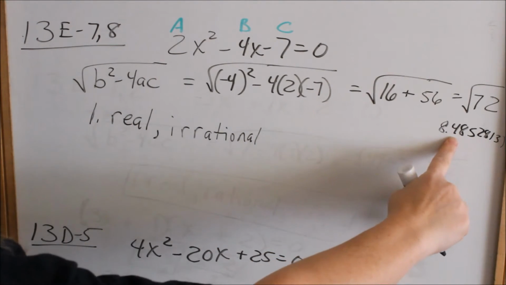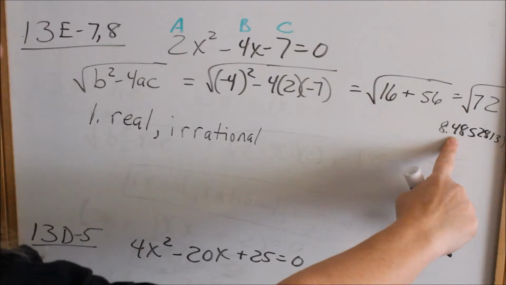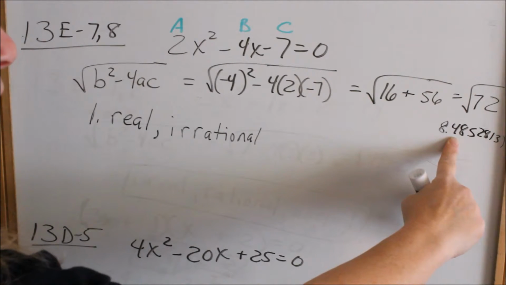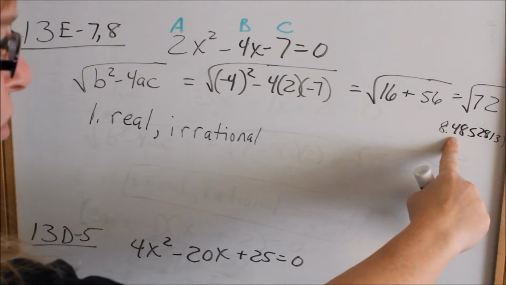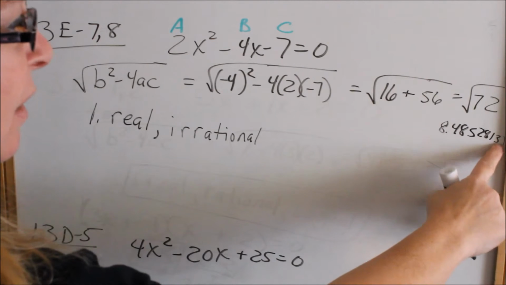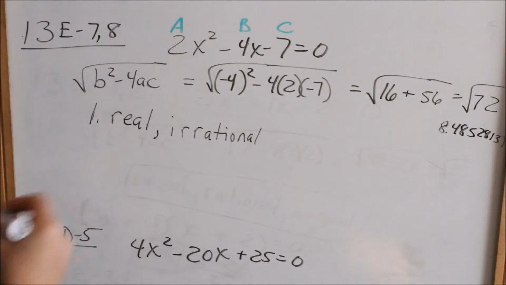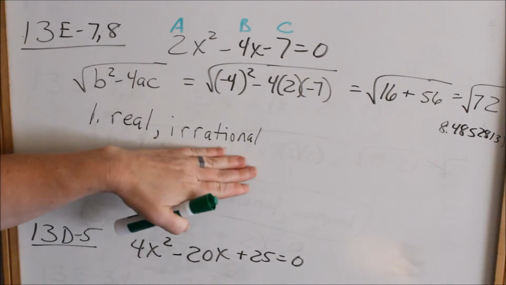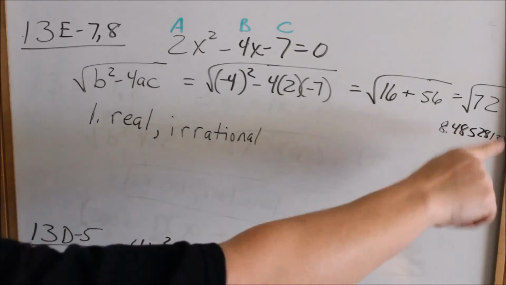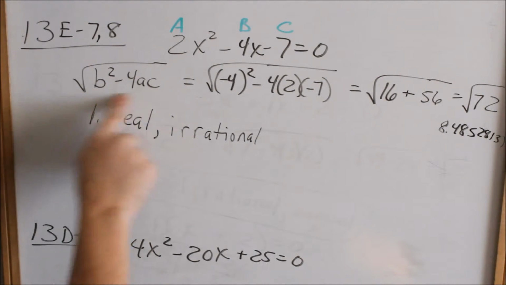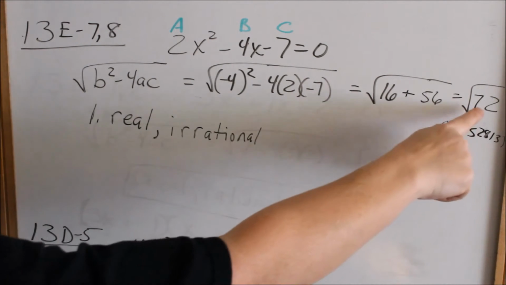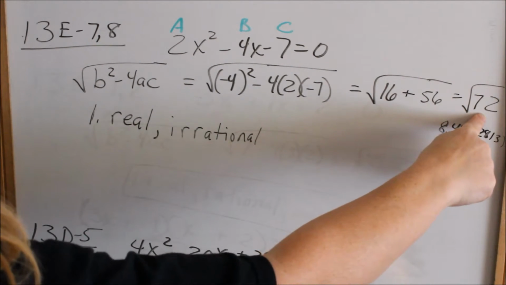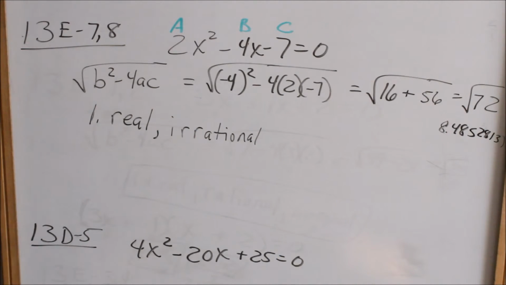This is a non-terminating decimal, which means it does not end and it does not repeat. So when the decimal does not end and does not repeat, it is irrational. So this is an irrational number. Therefore my solutions will be irrational, because this is part of my solutions in the quadratic formula, because I will have this plus or minus here in the front. So part of my solutions will be plus or minus square root of 72.